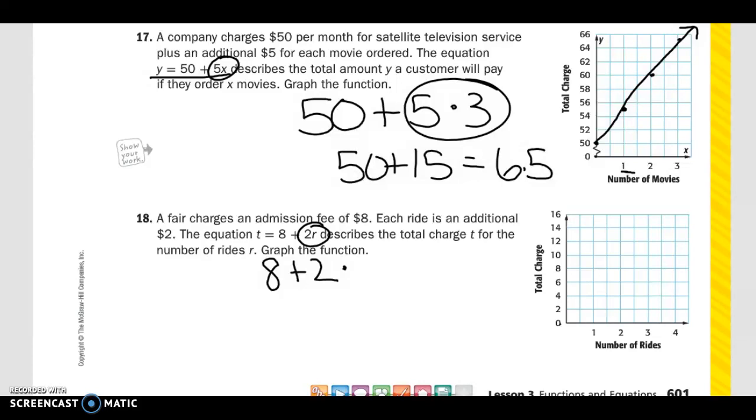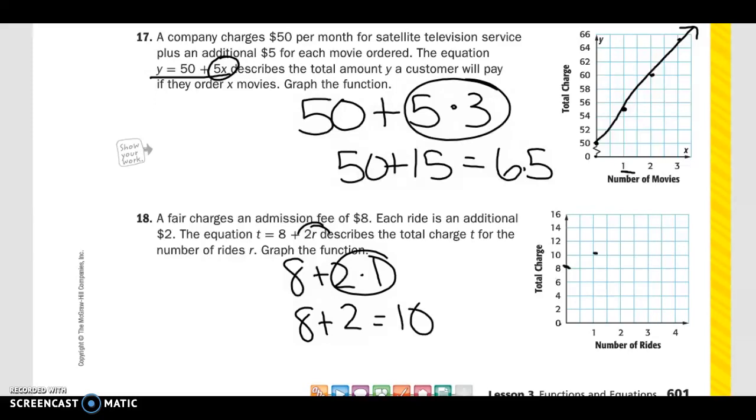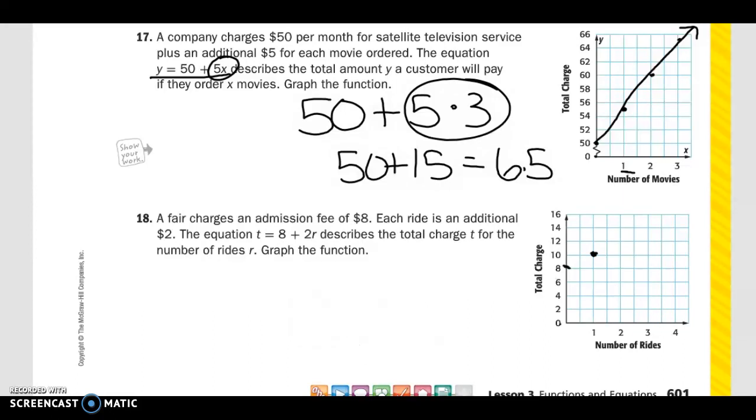Our first number of rides we're going to try is 0, so we're plugging 0 in. So 8 plus 2 times 0 is 0. So if at 0 we only paid $8. Now let's see if we rode 1 ride. So we have 8 plus 2 times 1. 8 plus 2, because 2 times 1 is 2. We'd be paying $10 for 1 ride. Seems like it's going to get kind of expensive if we want to ride more rides.